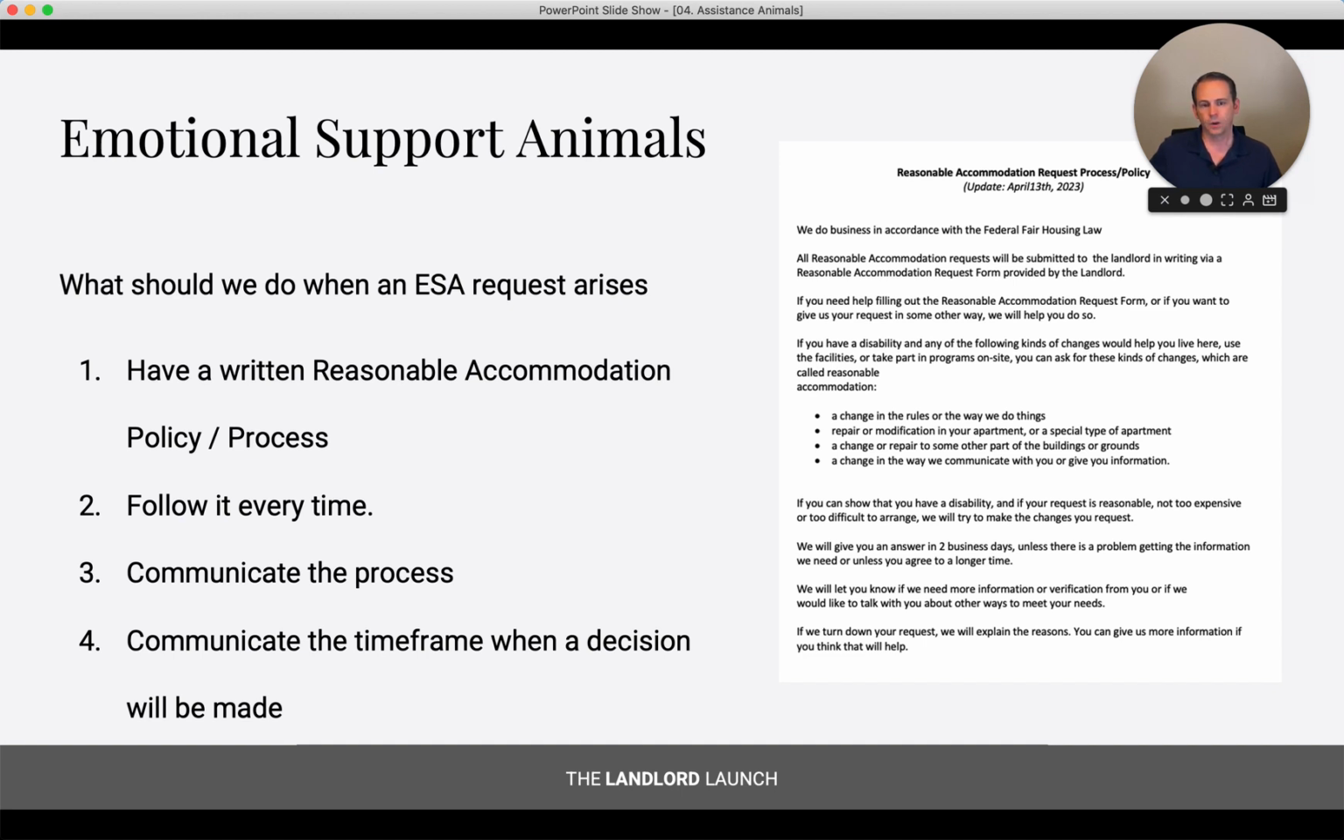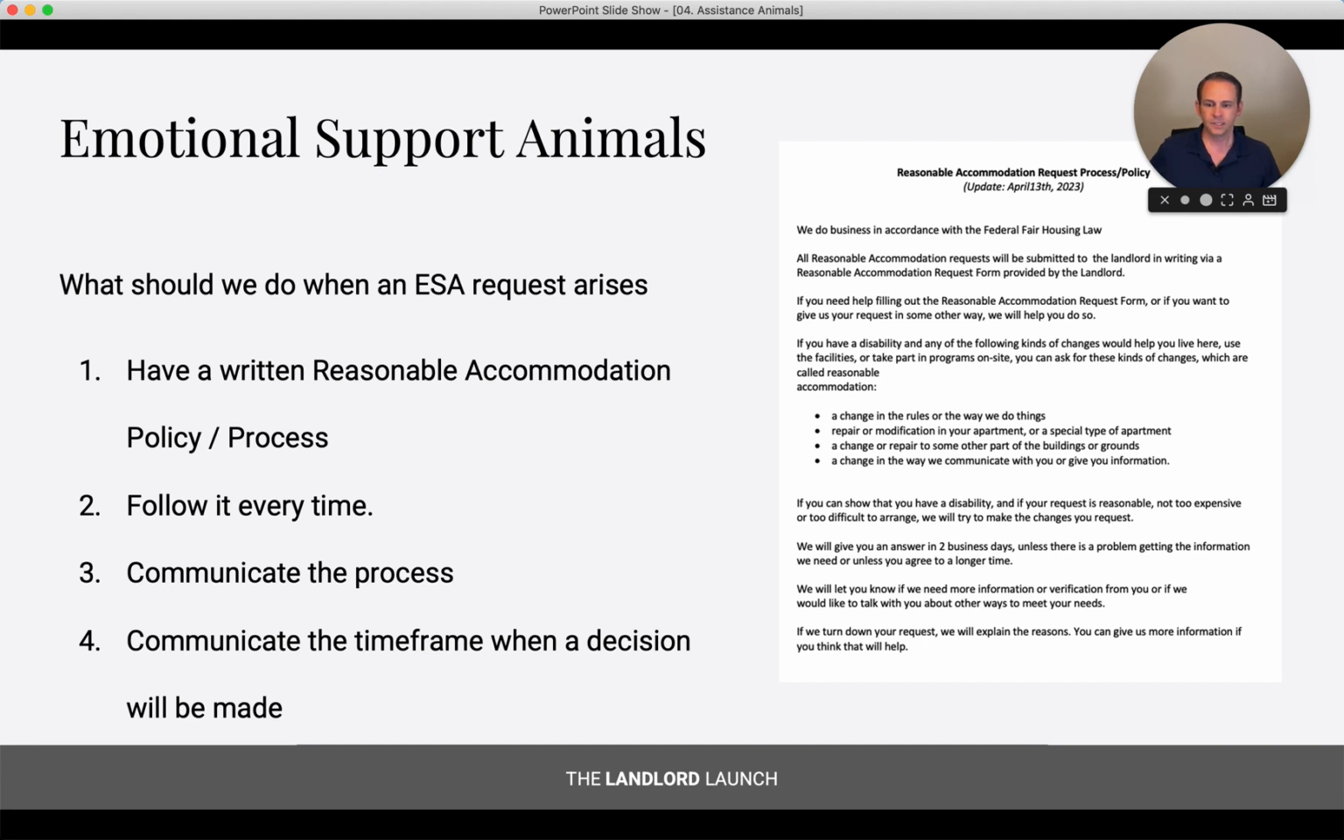The first thing we need to do is have a written reasonable accommodation process or policy in place. When the situation arises, you pull that out and you follow it consistently every time. You're going to want to communicate the process to them. Heck, you can even set up this written policy and give that to them as a handout as well, so that they can see, hey, these are the steps that I take. They're at step 1. These are the things that are going to be required to process this reasonable accommodation request.